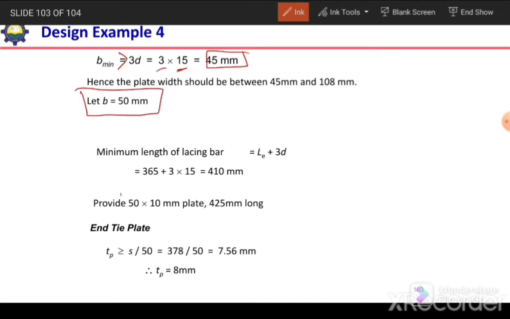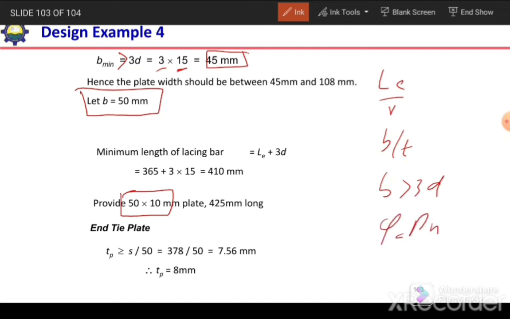So now we will have the section 50 by 10. B is 50 and T is 10. So if we check all the four limitations, that is LE over R, B over T, B should be greater than 3D, and phi C PN, if we check these four limitations based on this selected section, these four limitations should be satisfied. So this is one way to proportion the section for the lacing element.